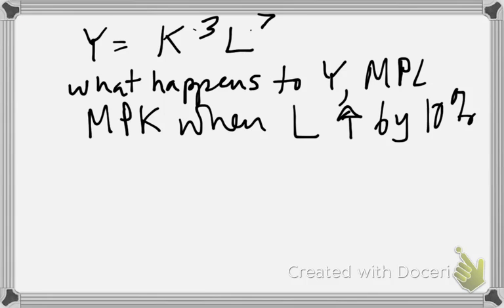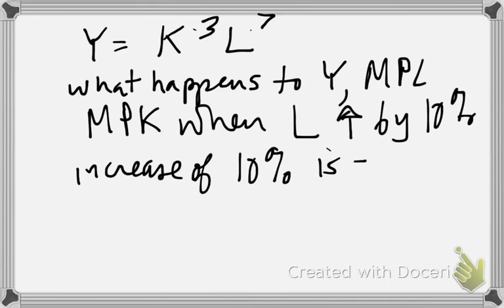So the first thing to remember is that an increase of 10% is the same thing as multiplying by 1.1. So we have labor going from L to 1.1 times L. We're just multiplying it by a factor. That's what we mean by an increase of 10%. So let's take a look first at what happens to output.